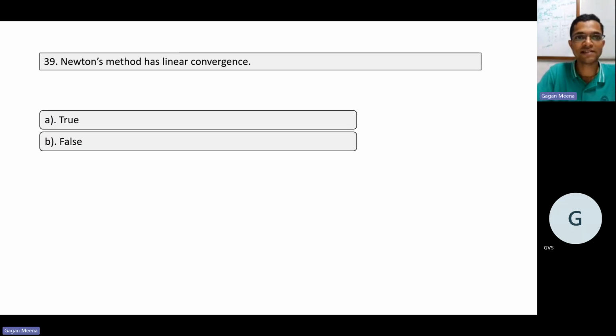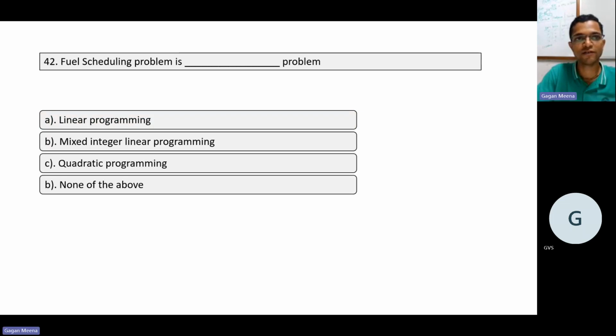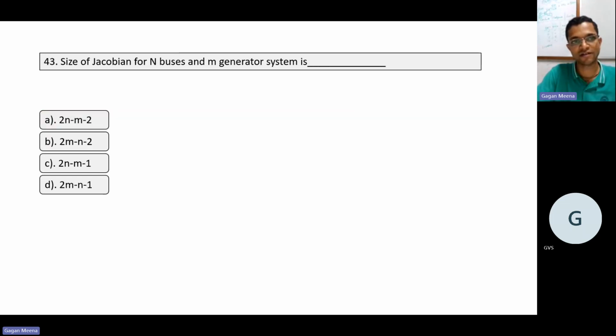Newton's method has a linear convergence. This is false because it has a quadratic convergence. Unit commitment using Lagrange relaxation is based upon dual optimization, primal optimization, or primal-dual optimization? It is based upon the dual optimization approach. Fuel scheduling problem is linear programming, mixed integer, linear or quadratic? It's a linear programming problem that we know.